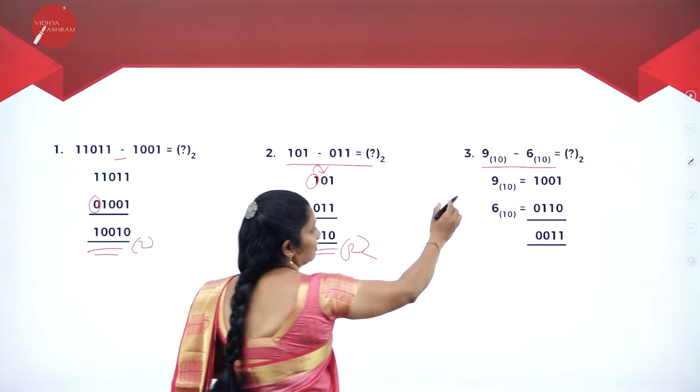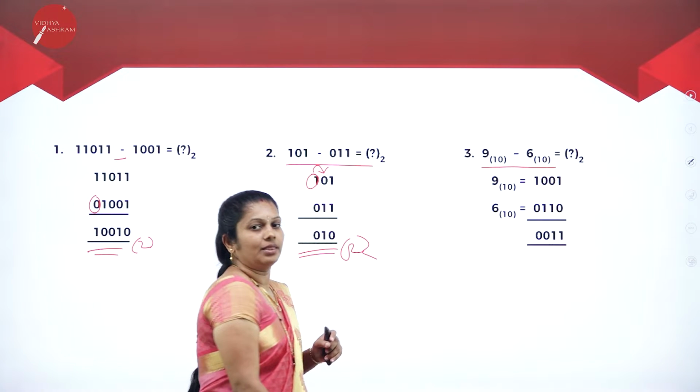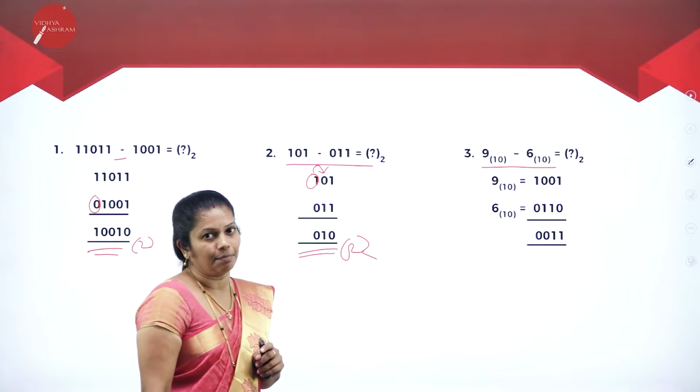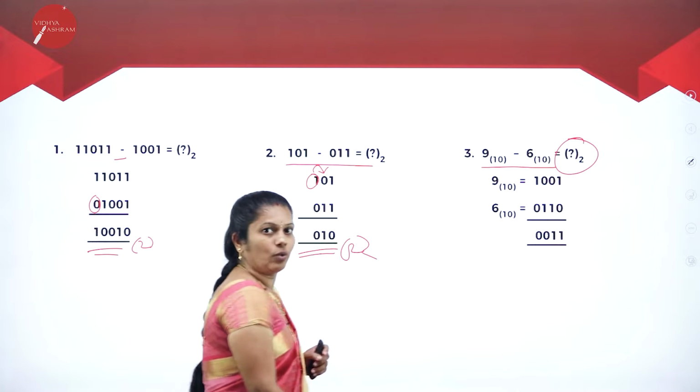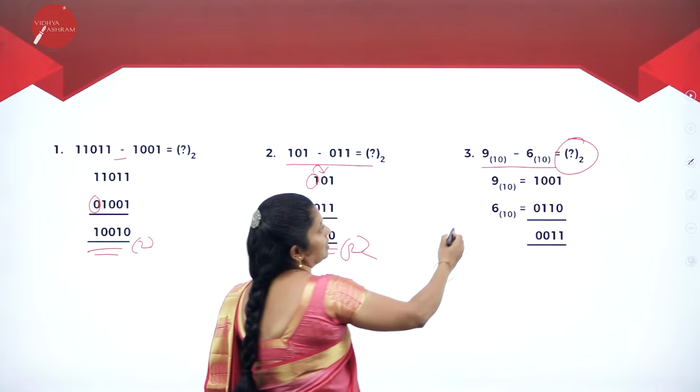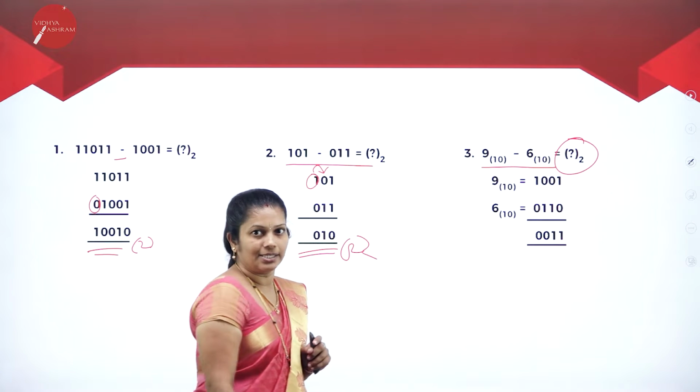Because in the base we are given a decimal number 10, how do we find the binary subtraction? Because we want to find the binary subtraction value, for this sake, first find the binary value for 9 as well as 6.